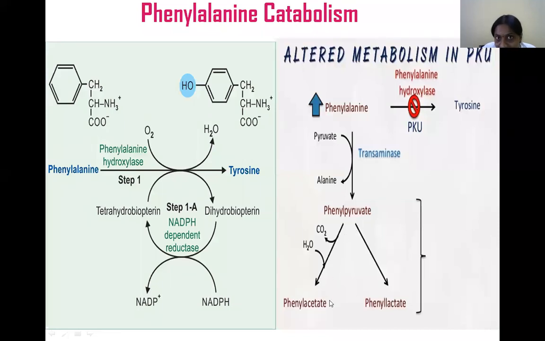Presence of acetic acid. Here the word phenylketonuria is coined due to the term phenylpyruvate. Phenylpyruvate is a ketogenic metabolite, so it is excreted in urine in a large amount. Hence the term is known as phenylketonuria.